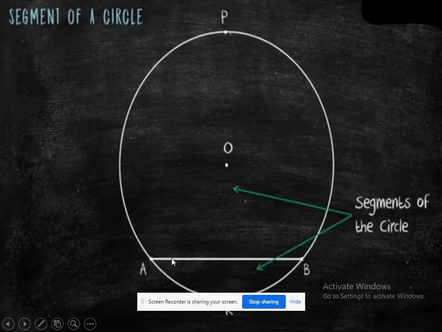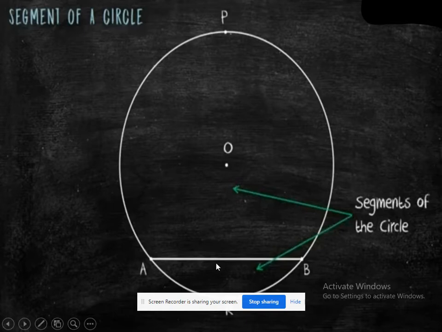Now here you can see this chord along with these two arcs is dividing the circle into two parts. This is one part and this is another part. These are called segments of a circle. So what is the definition of a segment of a circle? It is the region formed by a chord and an arc, whether it might be a minor arc or a major arc. What is the major arc here? APB. And what is the minor arc? ARB. So this is the chord AB.